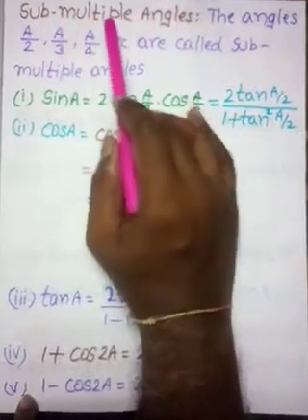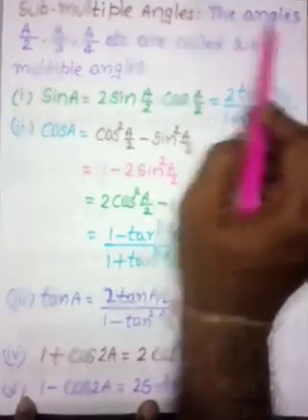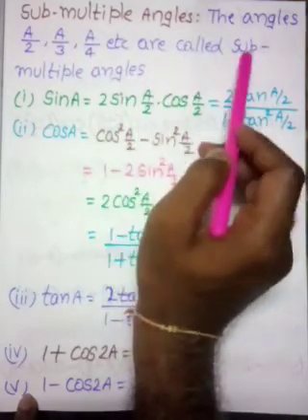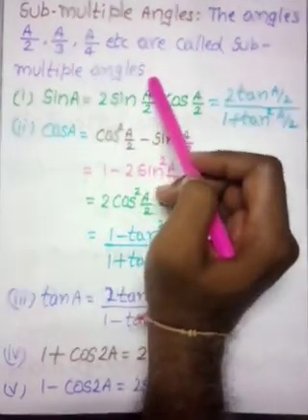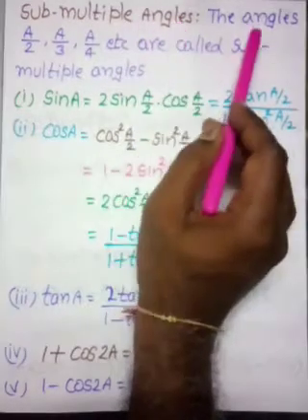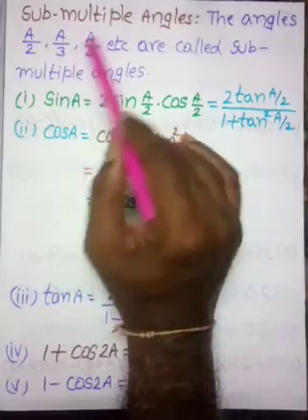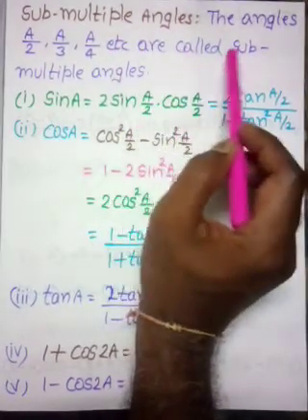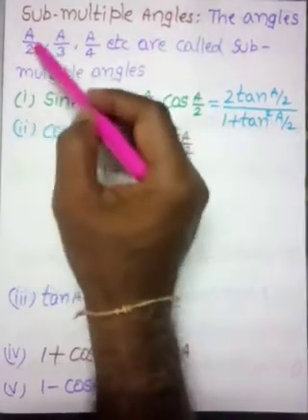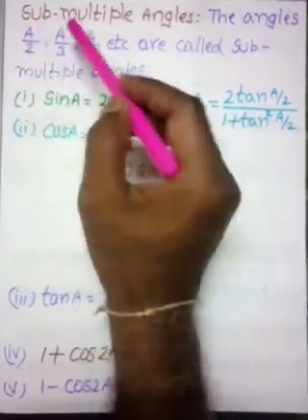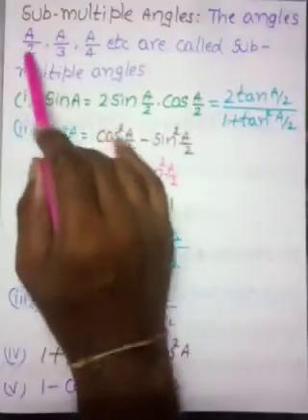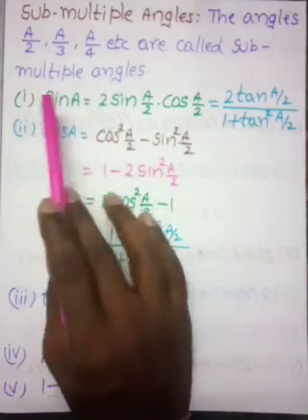What is meant by submultiple angles? The angles a by 2, a by 3, a by 4, etc. are called submultiple angles. Understood this definition, my dear children? In our course of study, in general, we use this submultiple angle a by 2 only, not a by 3 or a by 4, etc. We stop by a by 2 only. Okay, my dear children? Right.